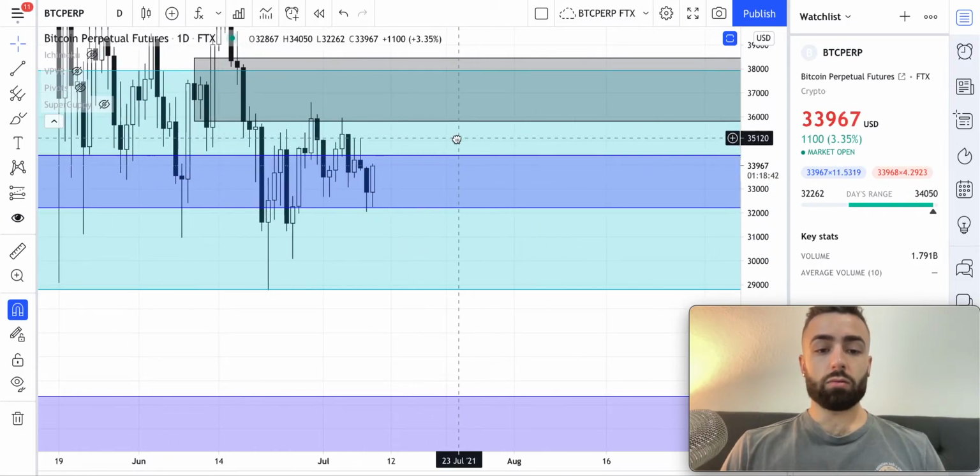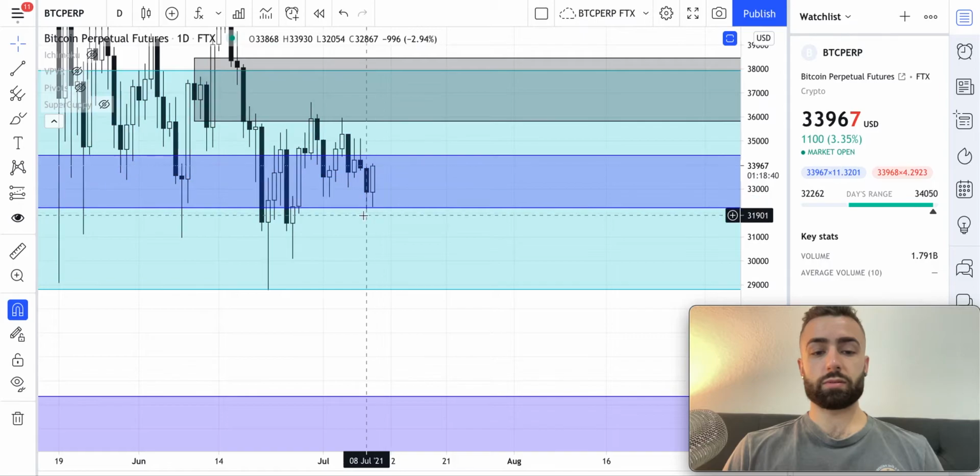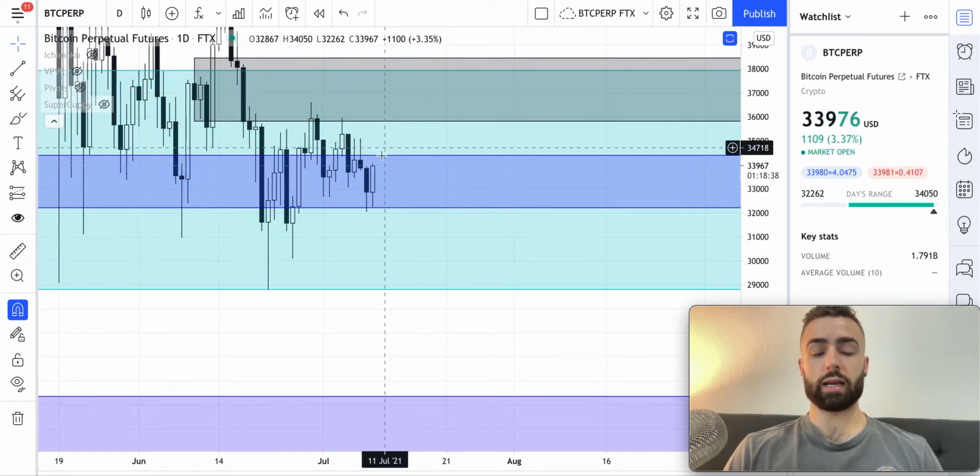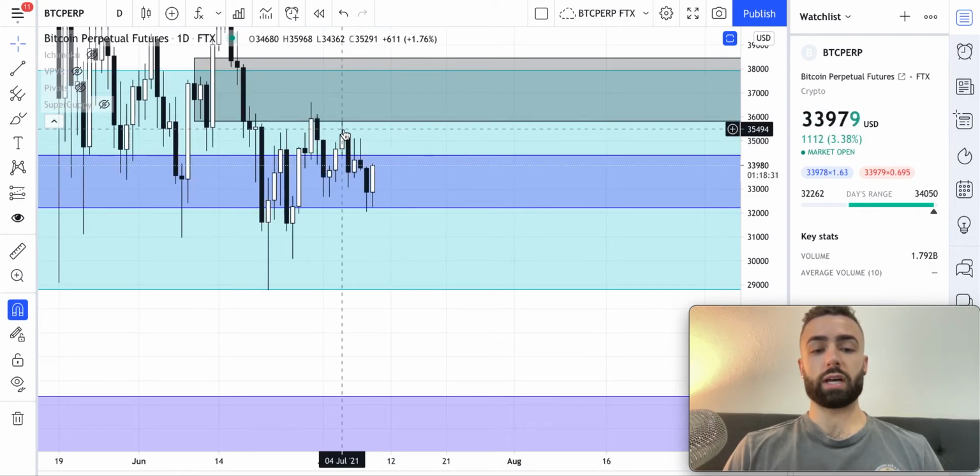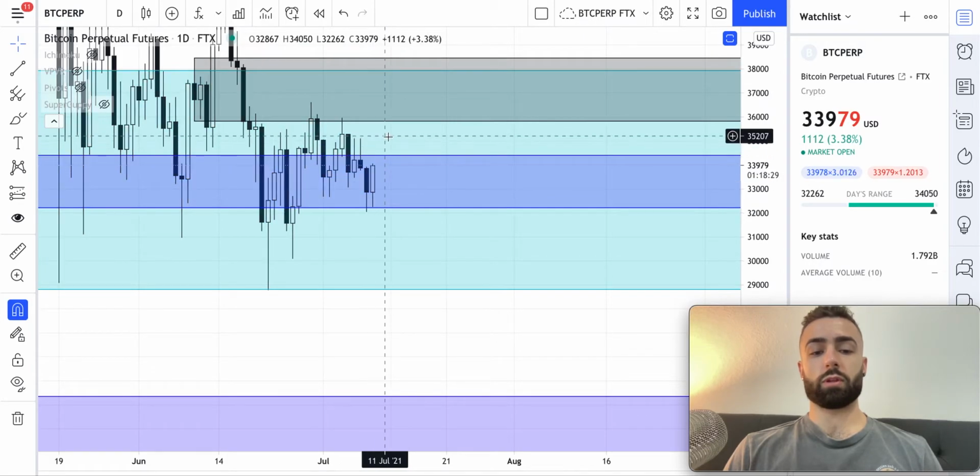But for now, what we can look for is seeing where our next high is going to be set. So are we going to go up from here and just break to a new higher high above this high here? Or are we going to form a lower high and then have to come down and form a higher low again?